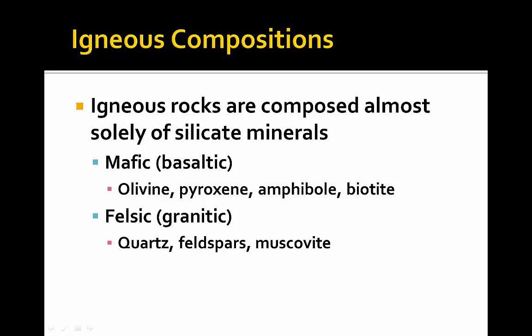Now, there's a fairly easy way to determine if a rock is mafic or felsic, even if you don't know what these minerals are. Mafic minerals are going to be dark in color. They tend to be black, or dark green. Felsic minerals tend to be white, clear, or pink.